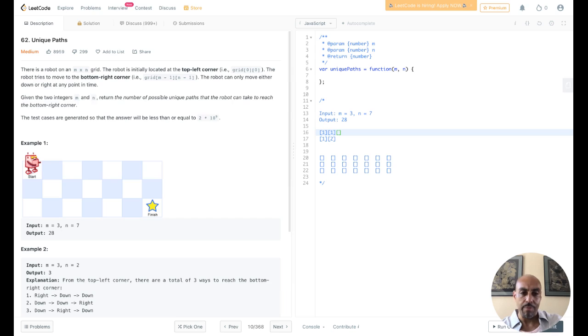Let's see if we can find a pattern here. There's only one way to get here. We've already established that. There's only one way to get to any space in the very uppermost row, right? You can only go across. You can only go to the right, right? And the same thing with going down.